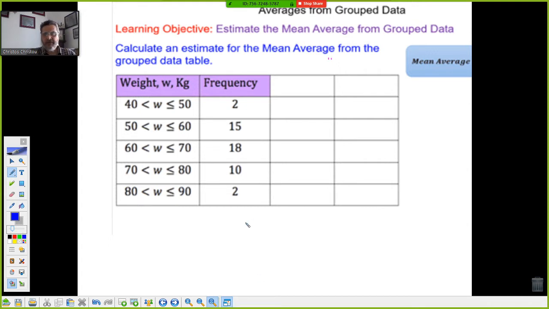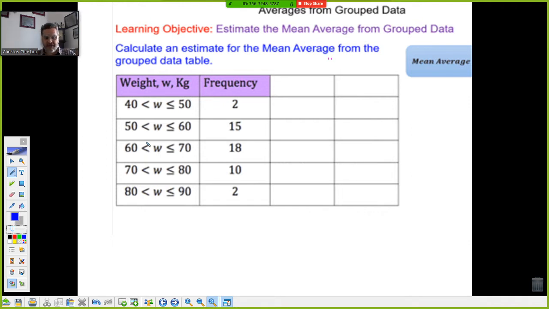Each little group, the 40 to 50s, the 50 to 60 weights, each individual group is called a class. That's the technical mathematical term for it. So they're classes. So if you're just over 60 but up to 70, you're in that weight category, or better still, use the word class.